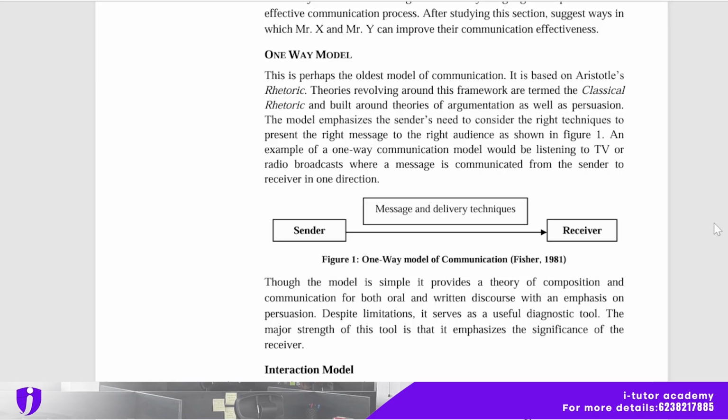It is based on Aristotle's rhetoric, that is, theories revolving around this framework are termed classical rhetoric and are built around theories of argumentation as well as persuasion. The model emphasizes the sender's need to consider the right technique to present the right message to the right audience. So that is in figure 1.